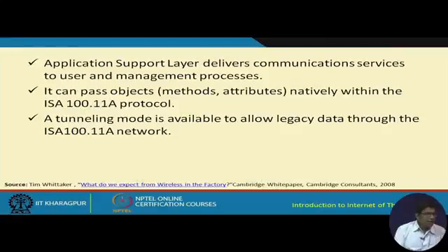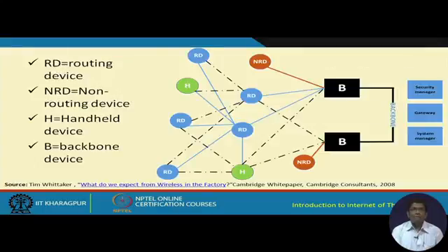The application layer supports delivery of communication services to the users and the management processes. This particular thing can pass objects, methods or attributes natively within the ISA 100.11a protocol. A tunneling mode is available to allow legacy data through this particular network.